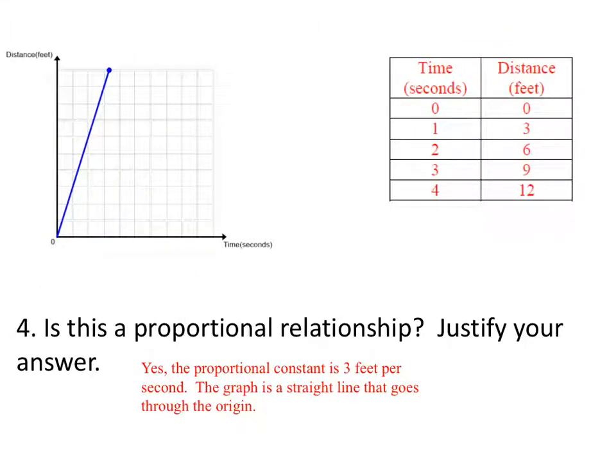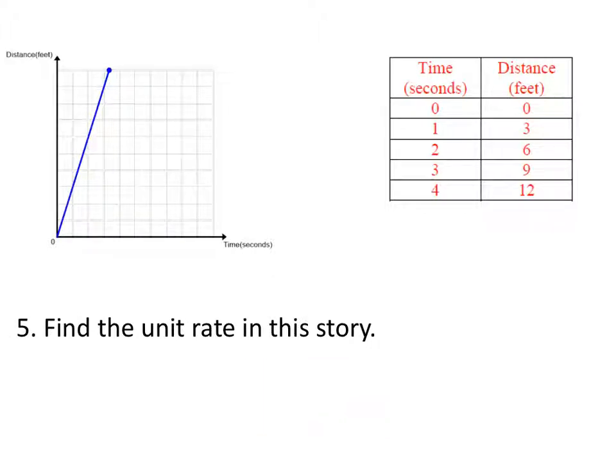Is this a proportional relationship? Justify your answer. Yes, this is a proportional relationship because it's a straight line that goes through the origin. Find the unit rate in the story. We already did that. Let's show it in the table though. So I know that I'm adding 3 feet there for every 1 second. So we know it's a 3 feet for 1 second unit rate.